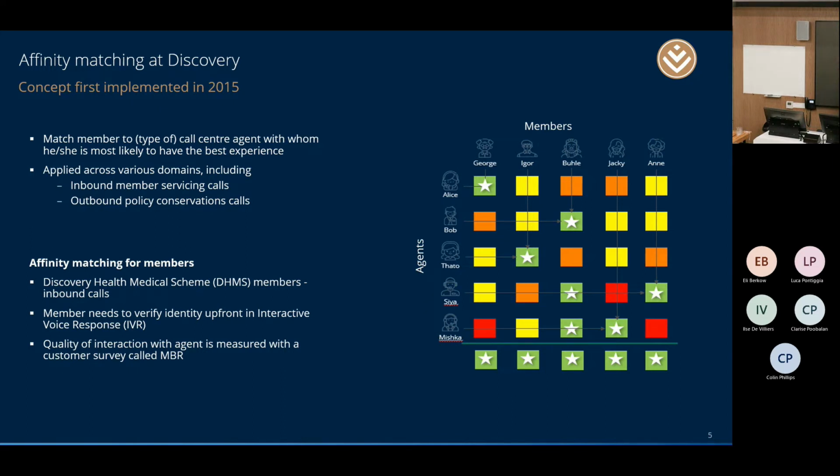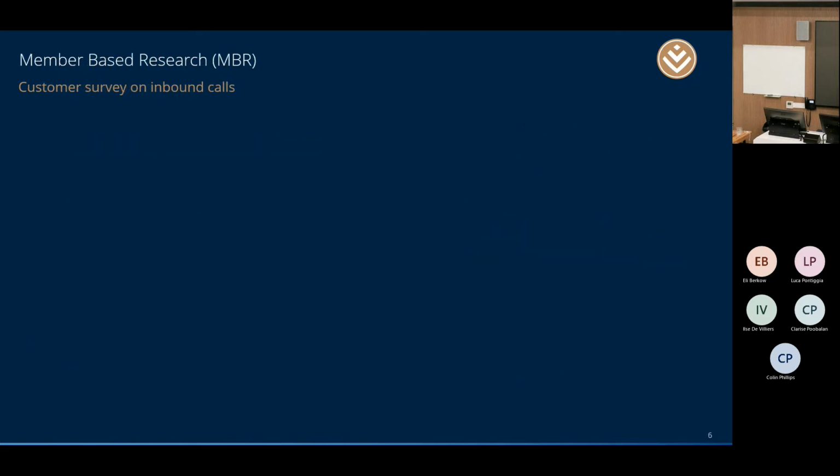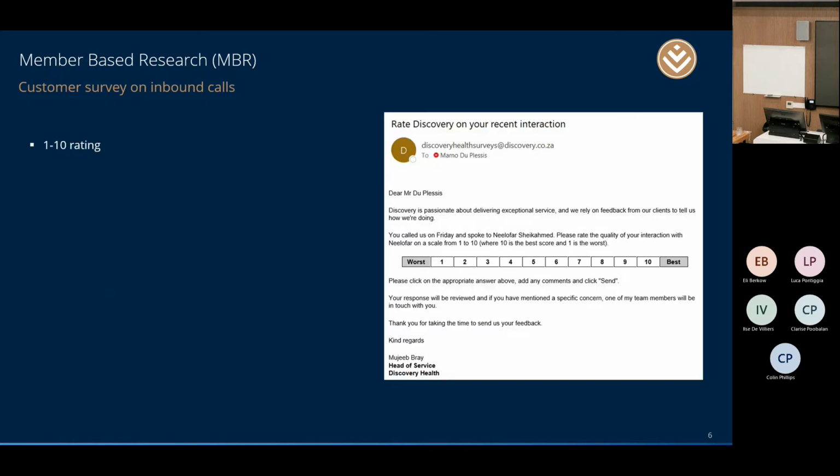is currently measured by a customer survey, which we call MBR. Some background on MBR: it stands for member-based research, and it is this customer survey that we send to some callers after they have had an interaction with us. You'll get an email that looks something like this. We ask you to rate the quality of this interaction, importantly with the agent, on a scale from 1 to 10. And we send this to a random sample of callers.